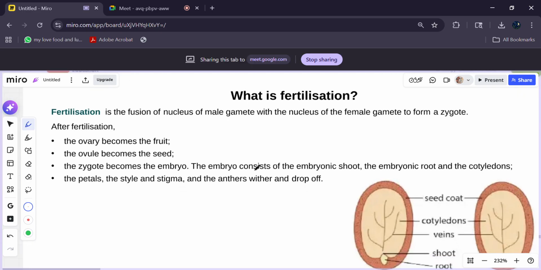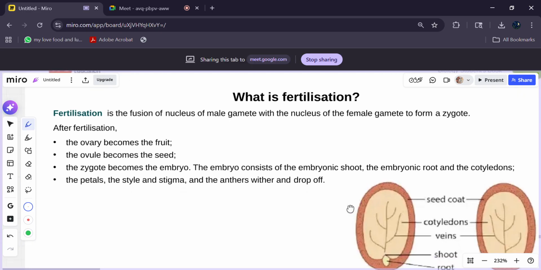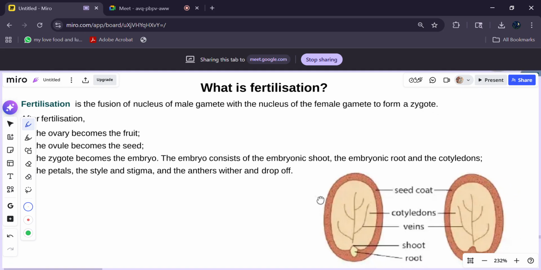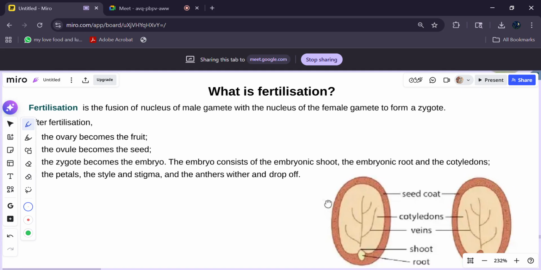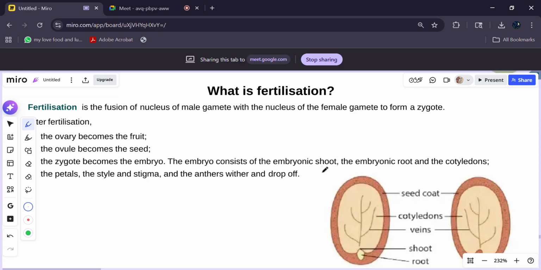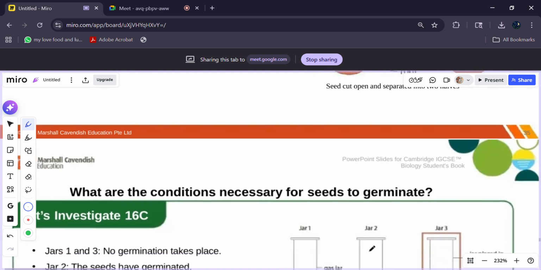After fertilization, the ovary becomes the fruit, the ovule becomes the seed, and the zygote becomes the embryo. The embryo consists of the embryonic shoot, the embryonic root, and the cotyledons. The petals, style, stigma and anthers wither off and drop.